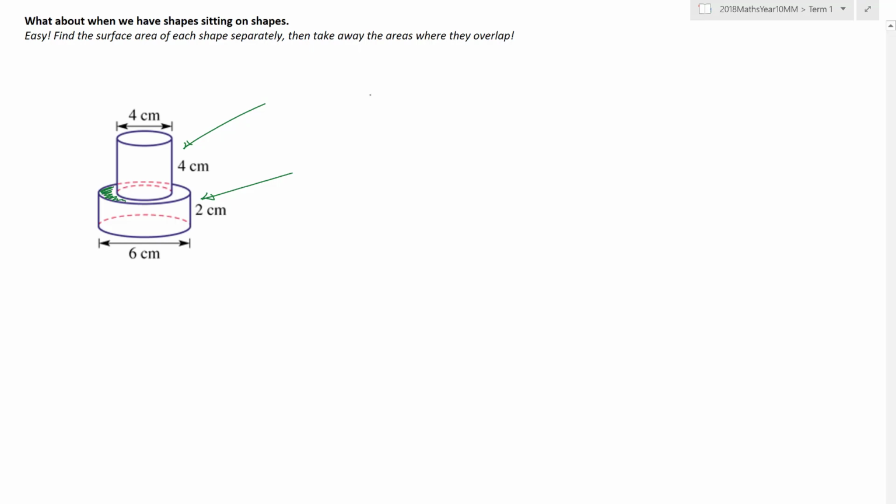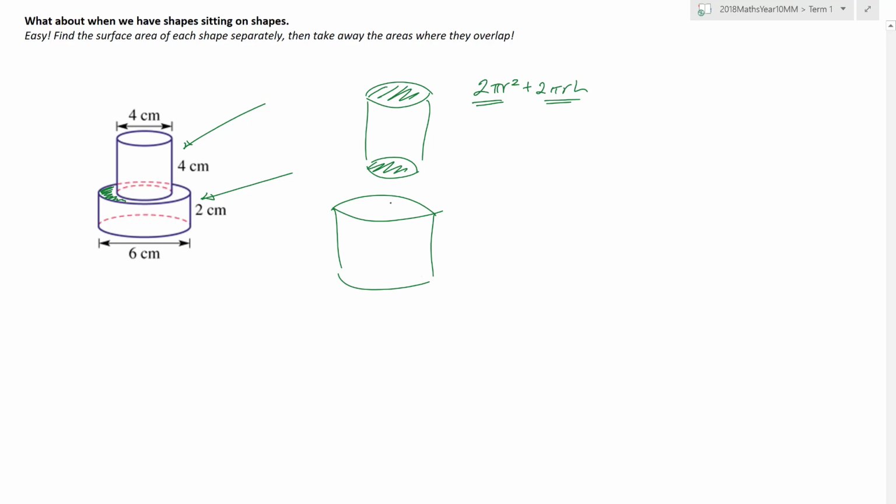Now, normally, when you've got a cylinder, you would find the total surface area by using 2 pi r squared plus 2 pi RH. Why? 2 circles, top and bottom, plus the curved section. When I then sit that on another cylinder, you're going to notice that there is this section here of area that's never going to be seen. Likewise, the bottom here is never, ever going to be seen.